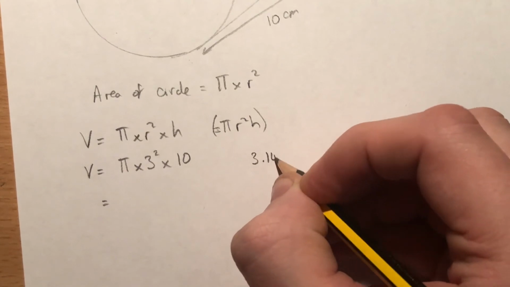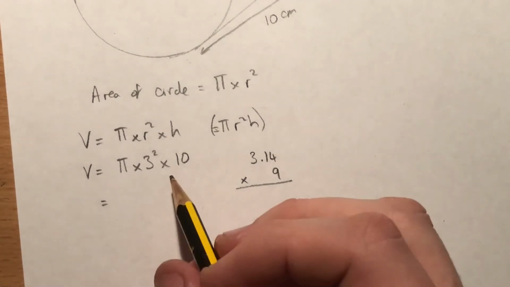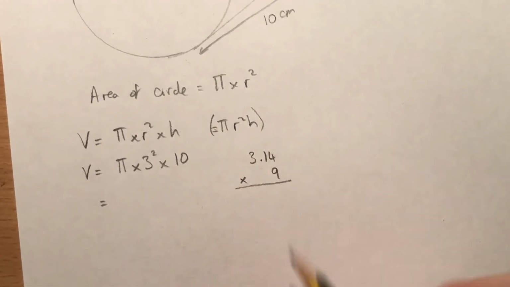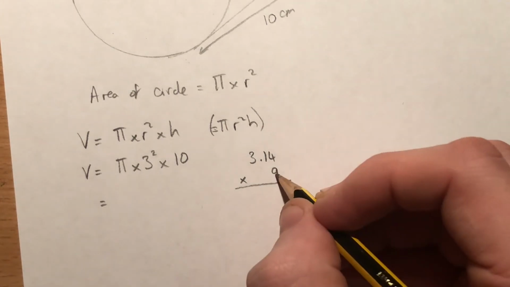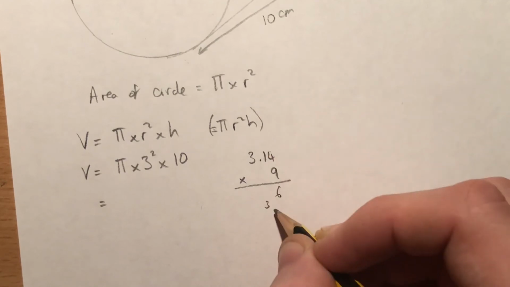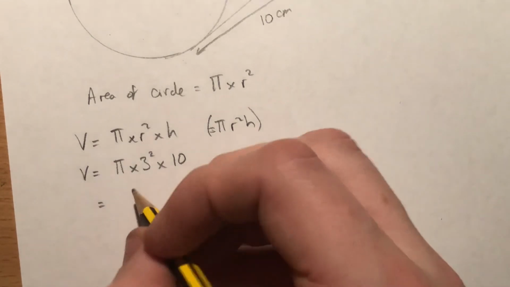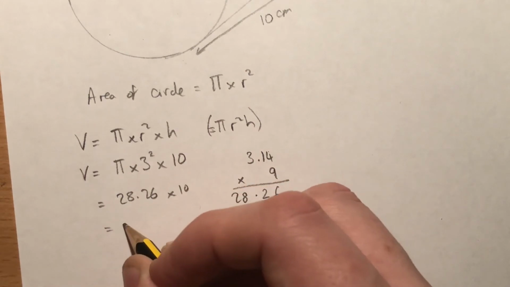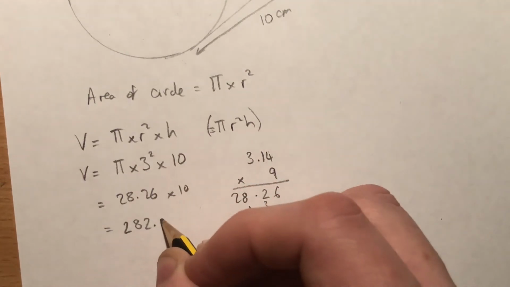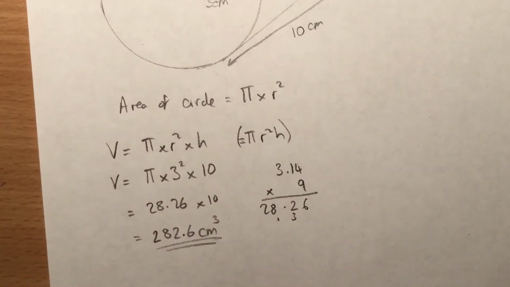I'm going to times that one by 3 squared is 9. And if it's a non-calculator, they will actually ask you to use 3.14 instead. If it's not, and you've given your calculator, please use the pi button instead. 9 times 4 we know is 36. 9 ones are 9 plus 3 is 12. 9 3s are 27 plus 1 is 28. So we've got 28.26 times by 10 gives us 282.6 centimeters cubed.